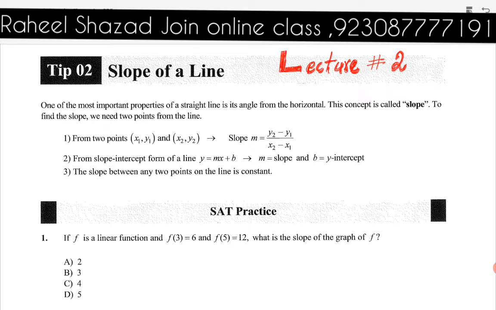The topic we are going to discuss today is slope of a line. Slope is generally known as gradient. So slope is also known as gradient. This is the formula. We know that the gradient is always equal to y2 minus y1 upon x2 minus x1.